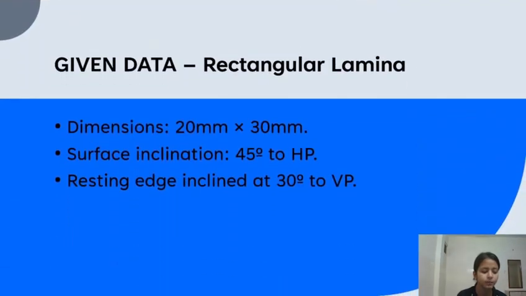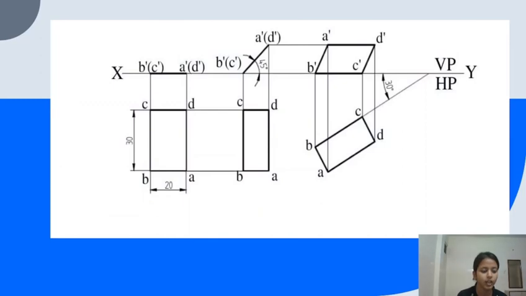Given data. A rectangular lamina of sides 20 mm into 30 mm. The lamina rests on HP on one of its longer edges. The plane surface is inclined at 45 degree to HP. The edge on which it rests is inclined at 30 degrees to VP. So here is the solution. We will discuss these steps to draw the projections.